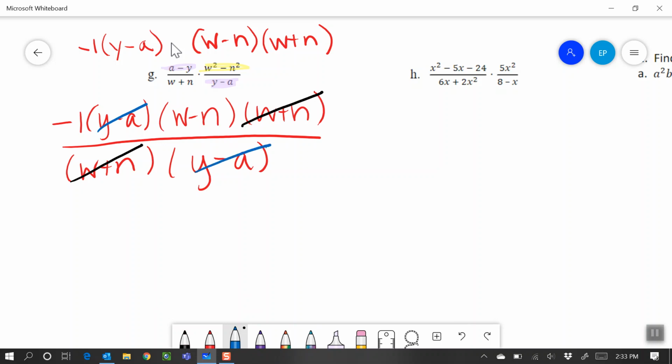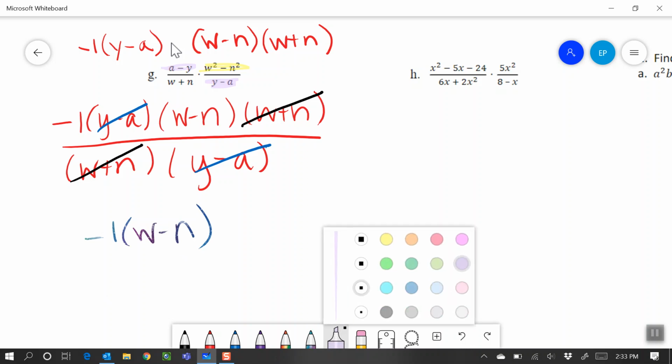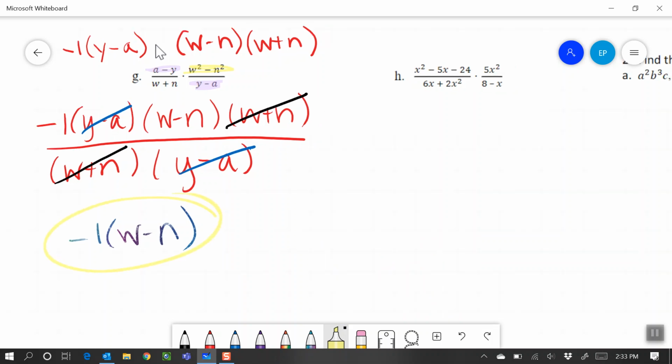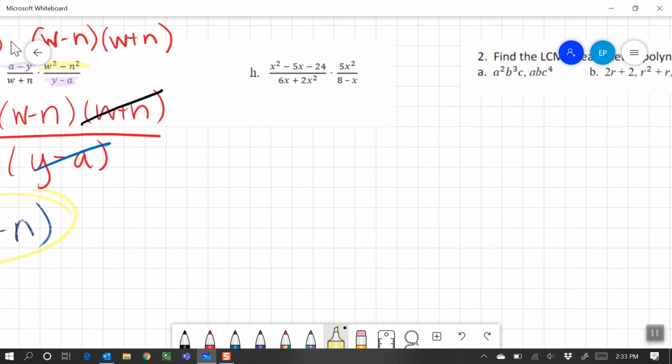So what I have left is just -1 times w, whoops, w, not m, w minus n. Or I can have n minus w or -w plus n. I mean, literally, the choices you have are 3, but, you know, you've got a few choices. There's your answer.